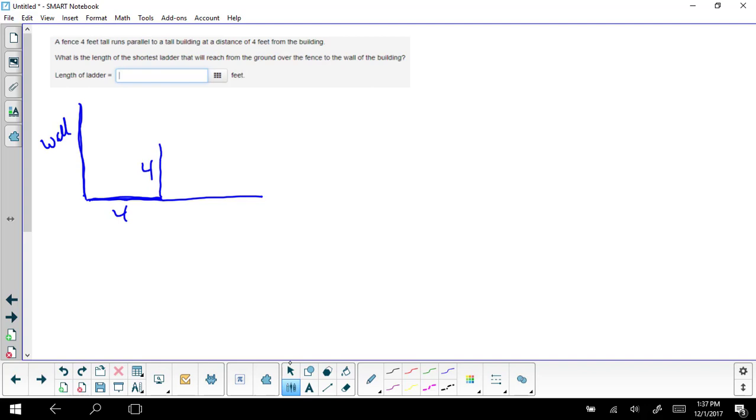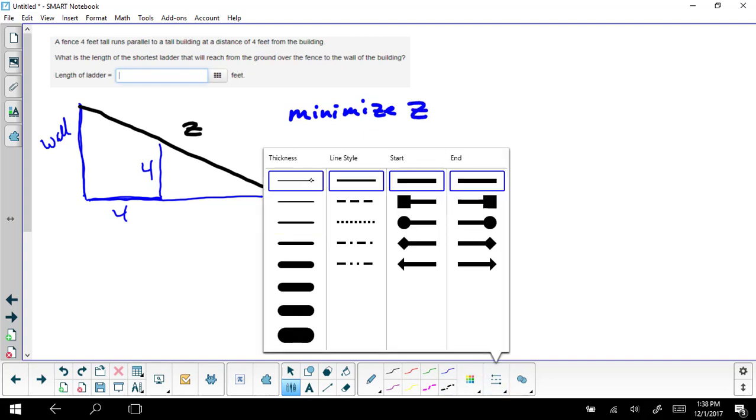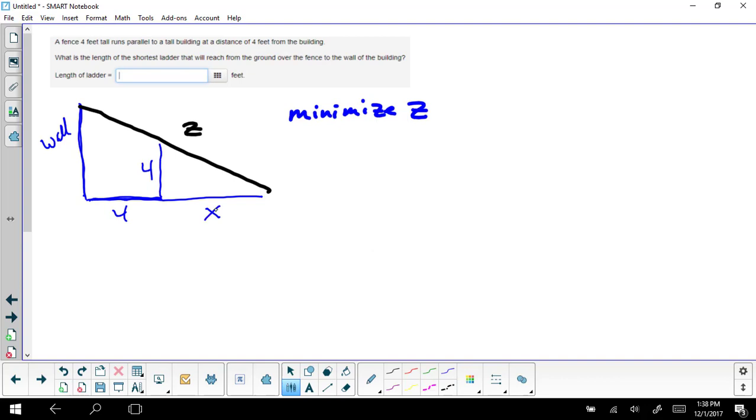All right, and we've got a ladder that is stretching from the wall over the fence down to the ground. I'm going to label that with a Z, and we're trying to minimize that Z in this problem. Okay. So I'm going to call this X. I'm going to call the height along the wall Y.